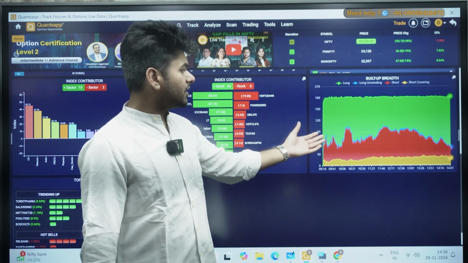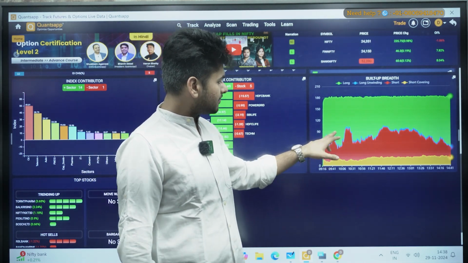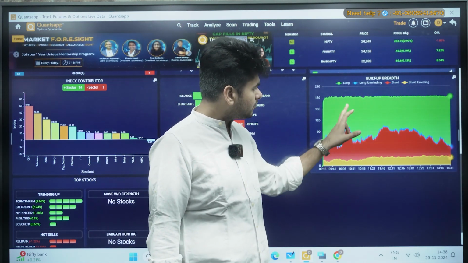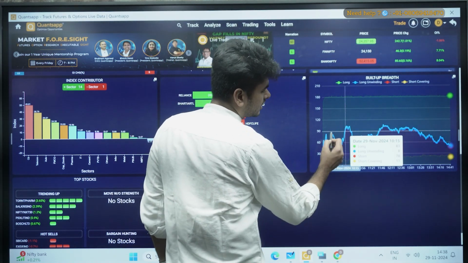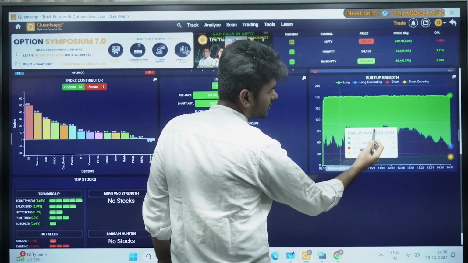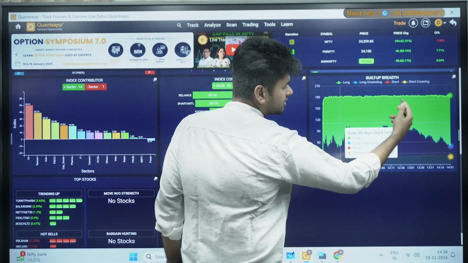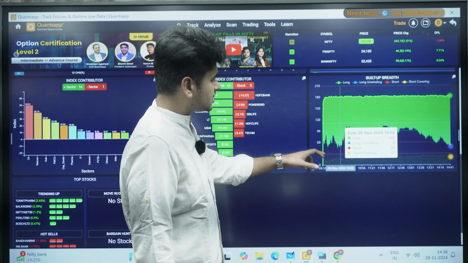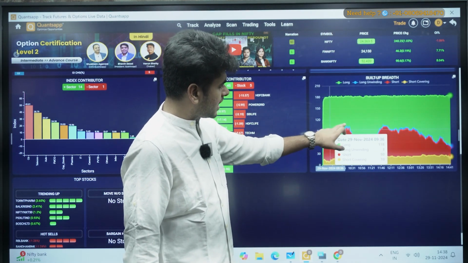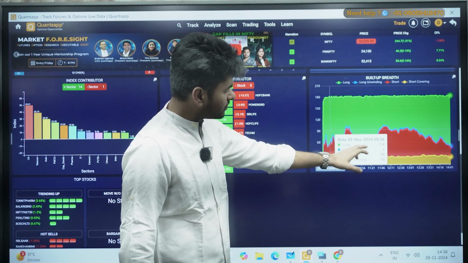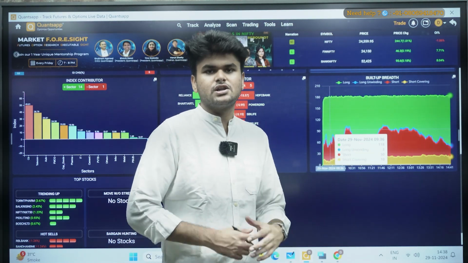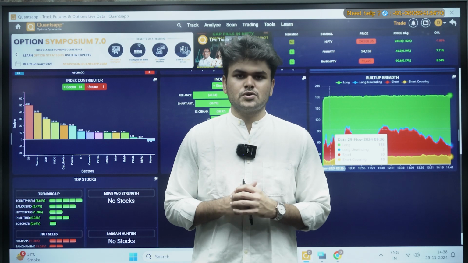Now with that, you can see the build up breadth also. The build up breadth is giving you a view that most of the stocks are in the long build up today. As you can see, most of the stocks are in the green zone all day. Initially also, around 9:30, in the first half, almost 120 stocks are in the long build up. So that is giving you a bullish view.